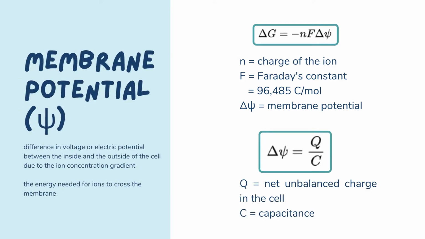Furthermore, since we previously defined membrane potential as the energy needed to cross the membrane, it can be described in terms of the total charge that needs to be transported. As such, membrane potential can be expressed as delta psi equals Q over C, where Q is the net unbalanced charge in the cell and C is capacitance.